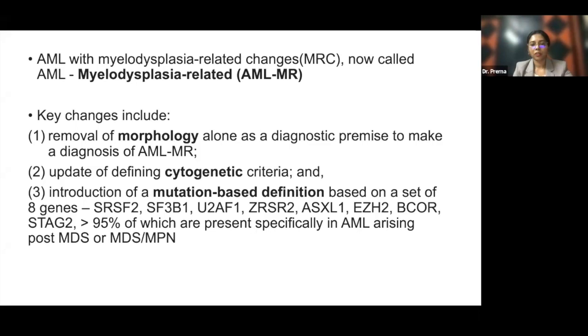Introduction of a mutation-based definition based on a set of 8 genes, which are SRSF2, SF3B1, U2AF1, and others. As you can see, these mutations comprise more than 90 to 95% of cases, which are present specifically in AML arising post-MDS or MDS-MPN.